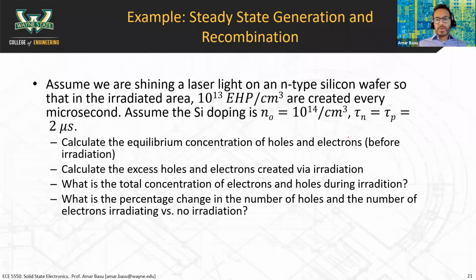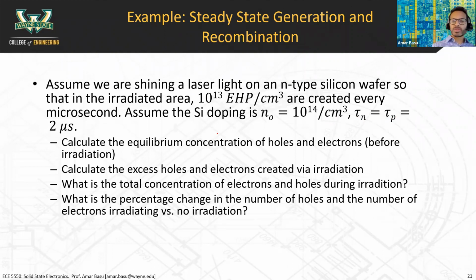So we're going to do an example problem here. Assume we are shining a laser light on an N-type silicon wafer so that in the irradiated area, 10 to the 13th electron hole pairs per centimeter cubed are created every microsecond. Note here that I'm giving you GOP, but I'm giving it to you in different units, in units of microseconds, so you may need to do a unit conversion there. Assume the silicon doping N0 is equal to 10 to the 14th per centimeter cubed. In this case, the electron and hole carrier lifetime are the same, 2 microseconds.